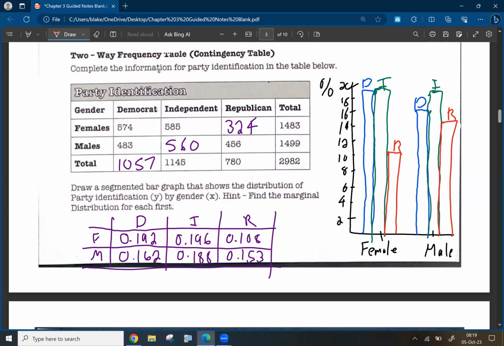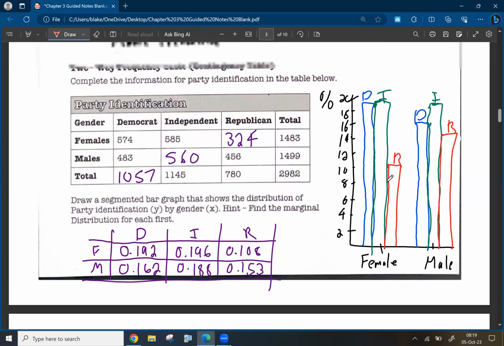All right. And so there is your segmented bar graph. Essentially you have two big bars, but each bar is broken into 3 components. It's not beautiful, but it works, gets the job done. And that's going to be all we have for 3.2, just making these charts and graphs.